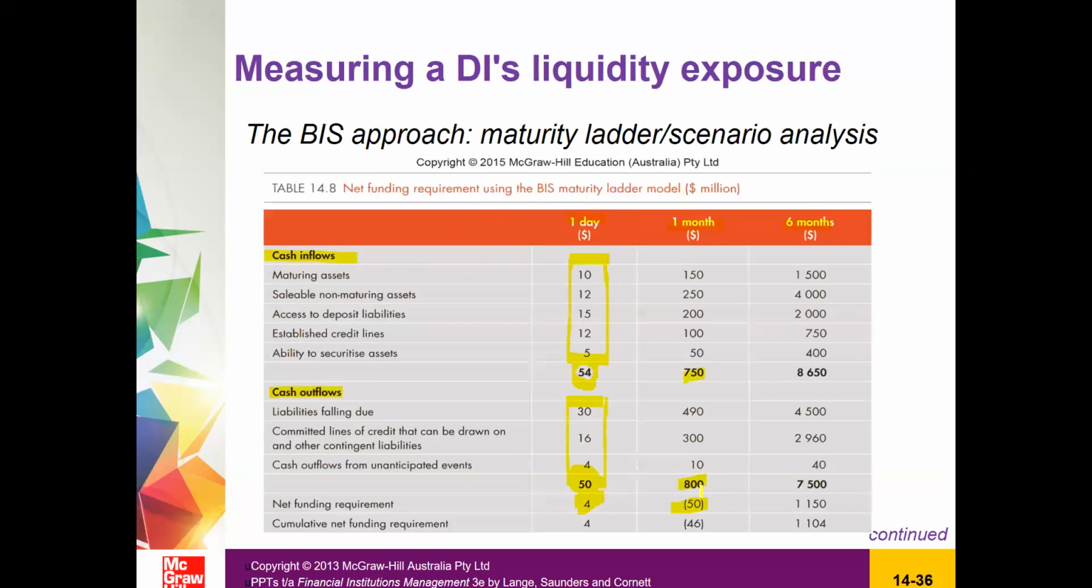So the implication is the depository institution will need to immediately start planning to obtain additional funding to fill this net funding requirement. Over the 6 months period, the depository institution has a cumulative excess cash of 1.15 billion. So once again, the implication is if this expectation holds true, the depository institution needs to find a place to invest this excess cash until those cash will be needed.